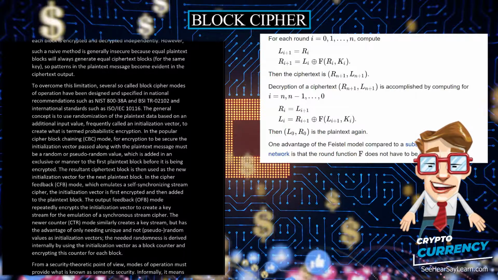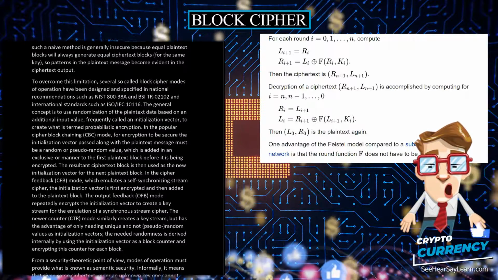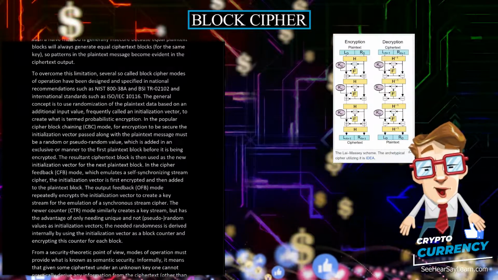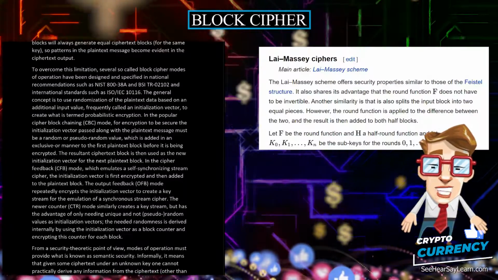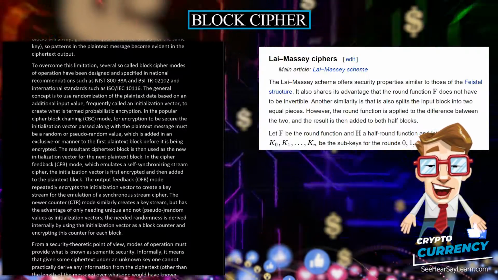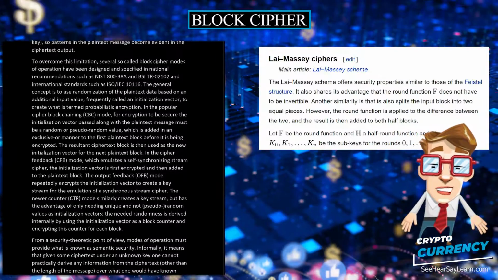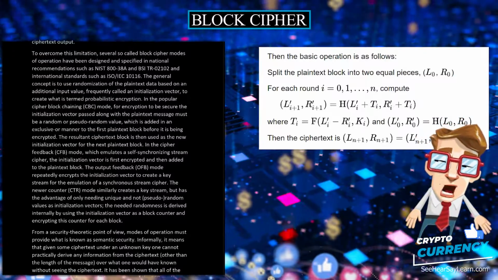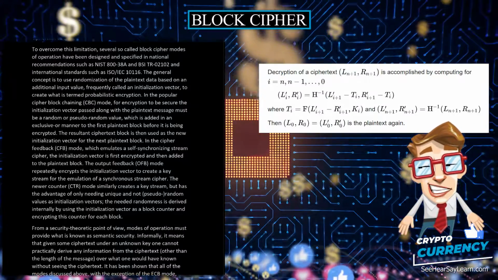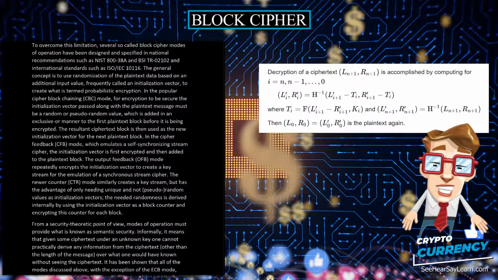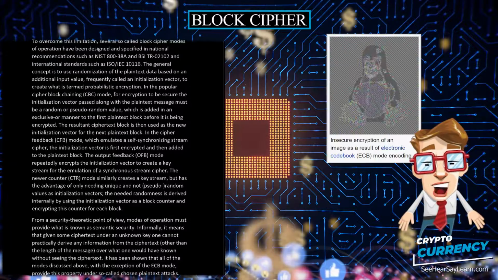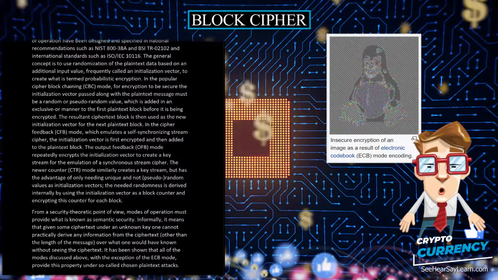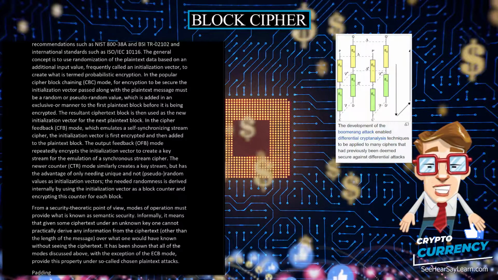To overcome this limitation, several so-called block cipher modes of operation have been designed and specified in national recommendations such as NIST SP 800-38A and BSI TR-02102 and international standards such as ISO/IEC 10116. The general concept is to use randomization of the plaintext data based on an additional input value, frequently called an initialization vector, to create what is termed probabilistic encryption.